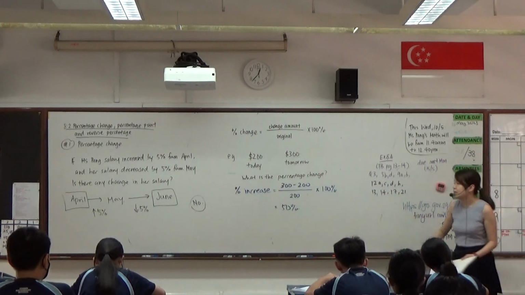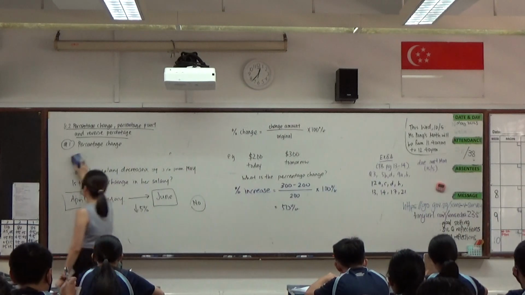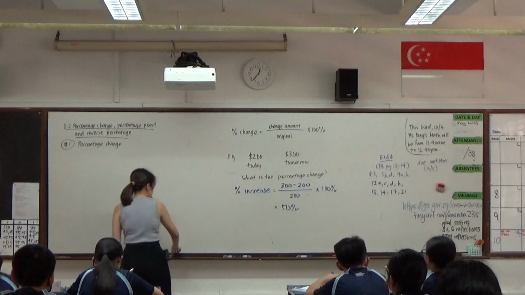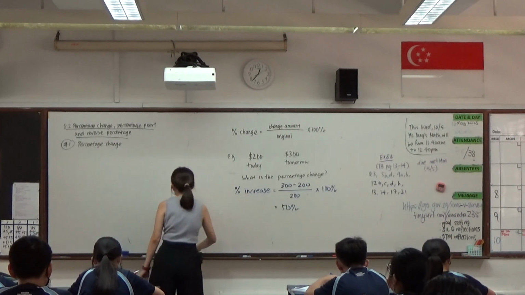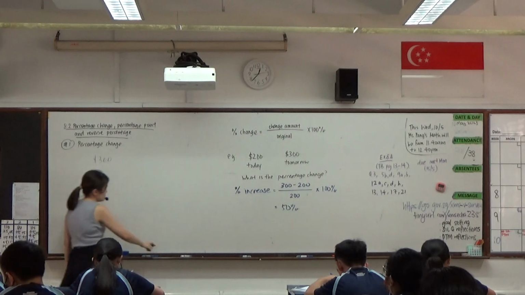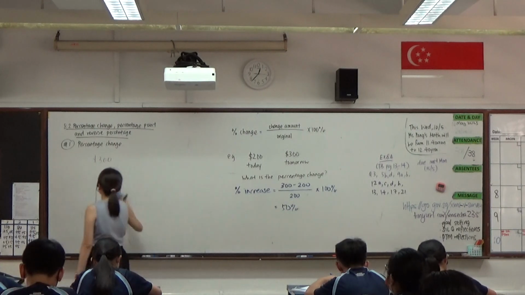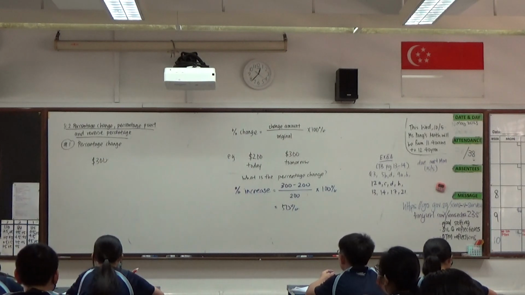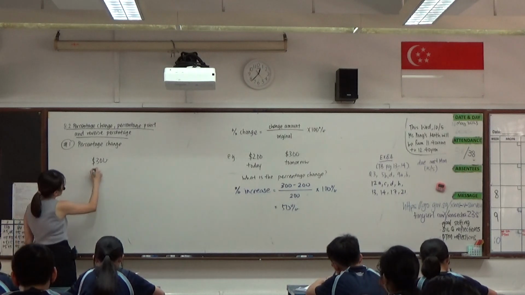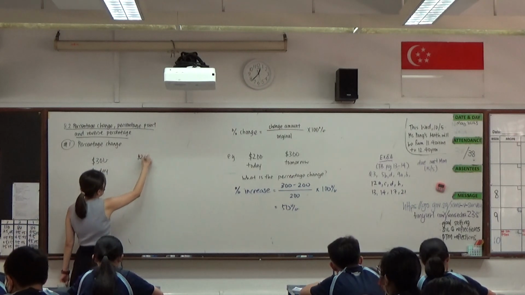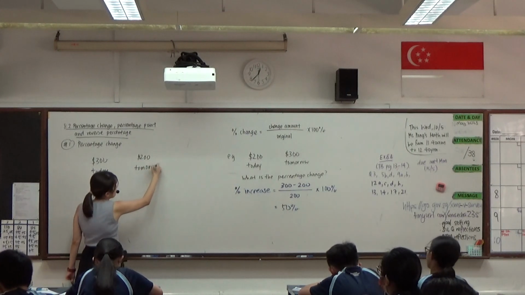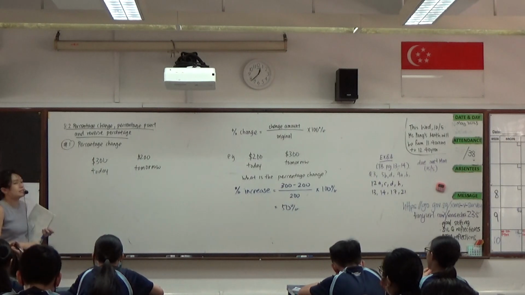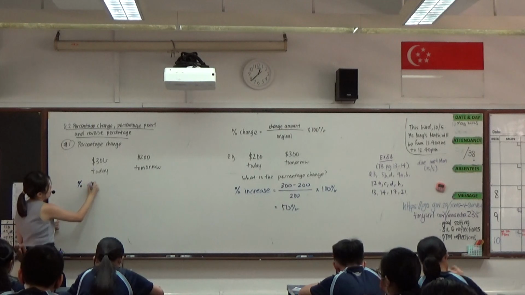Okay. So let's say, what if instead the other way round? Today I earn $300 and tomorrow I earn $200. What will the percentage change be then? Very obviously from the amount we see that it is a decrease, so we can call it a percentage decrease.